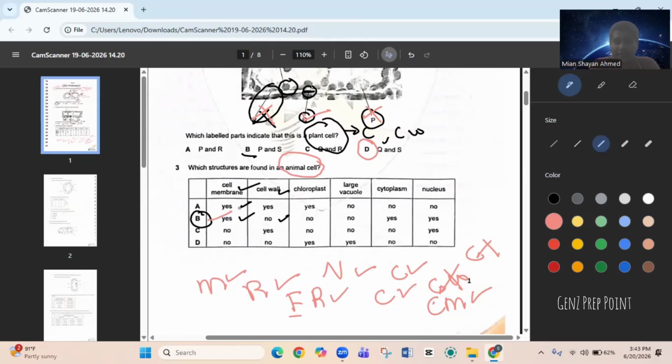As cell membrane is present in the animal cell, and cell wall isn't present, it would be a no. If we see later on, chloroplast isn't present, because do you photosynthesize? We do respiration, aerobic and anaerobic respiration. We don't do photosynthesis, so chloroplast isn't present. A large vacuole isn't present. We have small, numerous vacuoles. Cytoplasm is present, so it's a yes. Nucleus is present, so it's a yes. This way, B would be the answer.